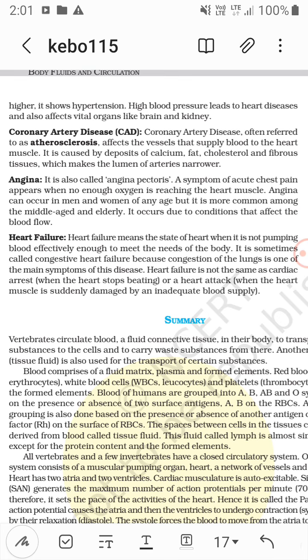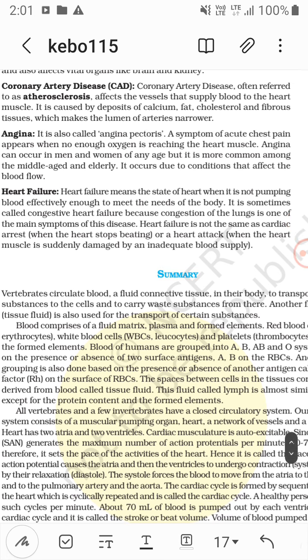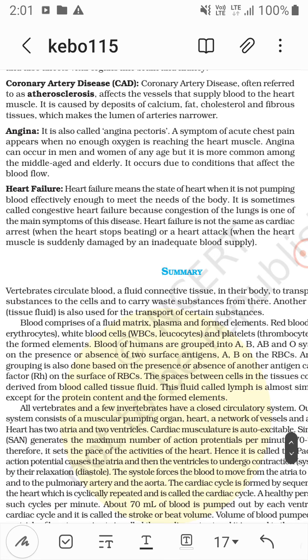Now coronary artery disease, that is CAD. Coronary artery disease, often referred to as atherosclerosis, affects the vessels that supply blood to the heart muscles. It is caused by the depositions of all these things, and the lumen of the arteries gets narrower.